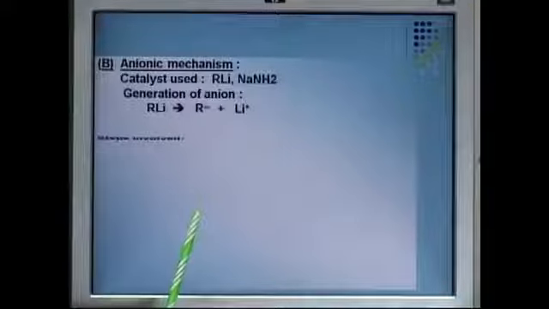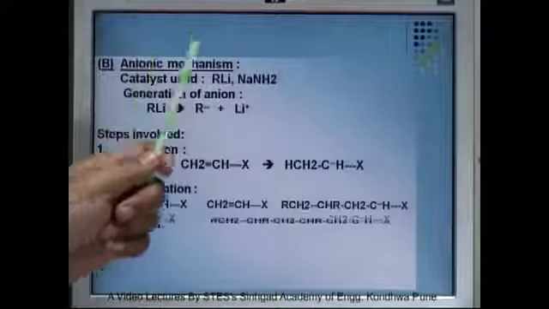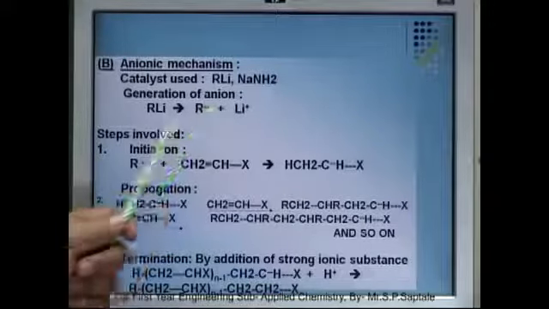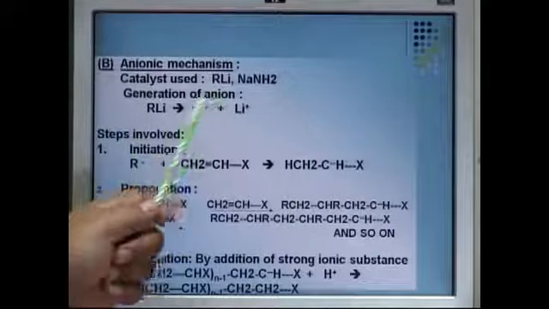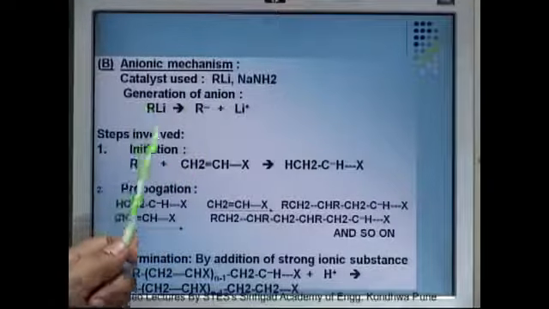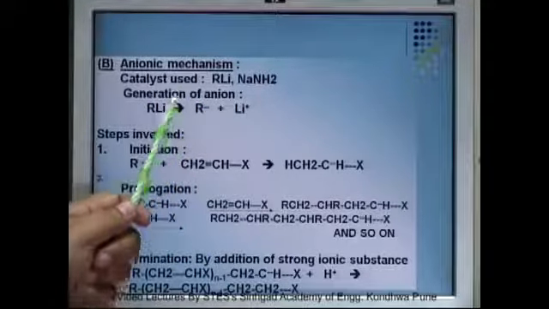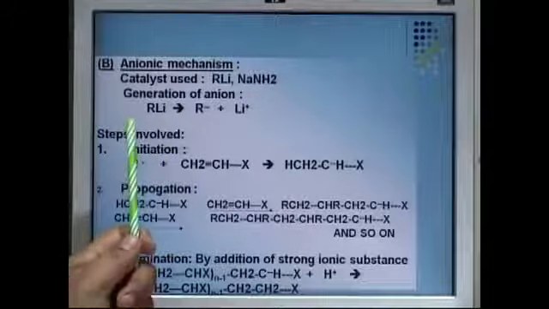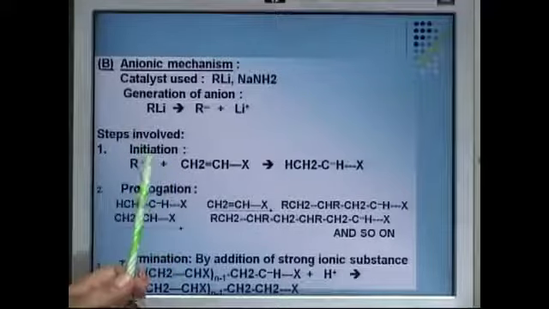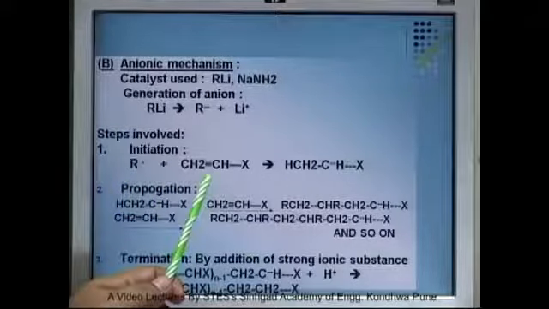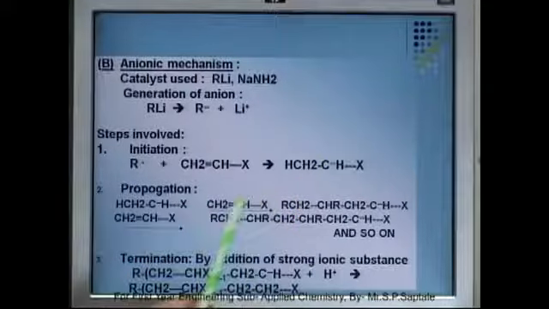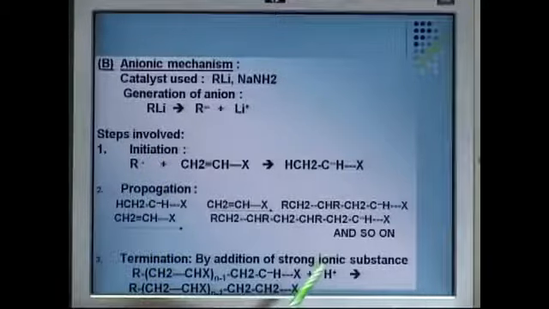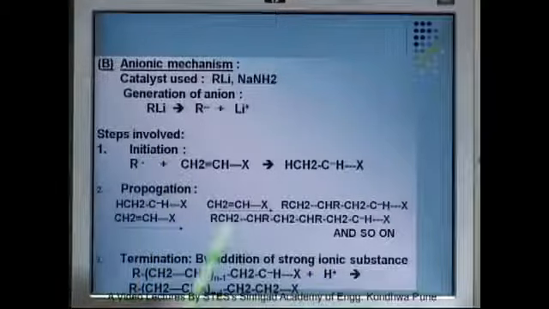Now the second one is the anionic mechanism. As stated earlier for the cation addition, here it is the anion. For the generation of the anion, we have taken the example of RLi, which means you can add R-. Again the same steps are involved: initiation, that is the addition of this R-, the anion, to the monomer, which first gets activated. Then successive addition is the propagation, and then addition of H+ for termination, so the reaction is terminated.